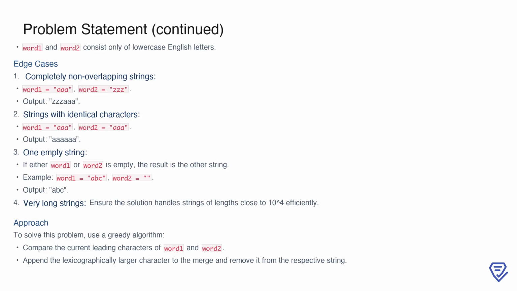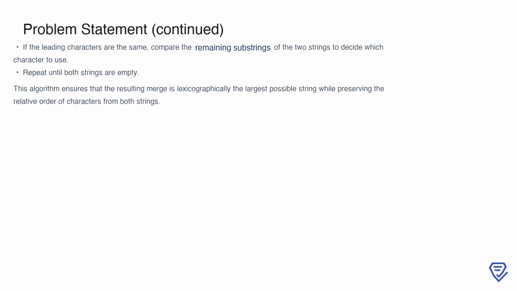Third, if one of the strings is empty, the result will be the other string. For example, if word1 is ABC and word2 is empty, the merge is just ABC. Lastly, for very long strings, the solution must handle up to 10,000 characters efficiently by applying the algorithm without unnecessary computations. To implement the solution, we use a greedy algorithm.